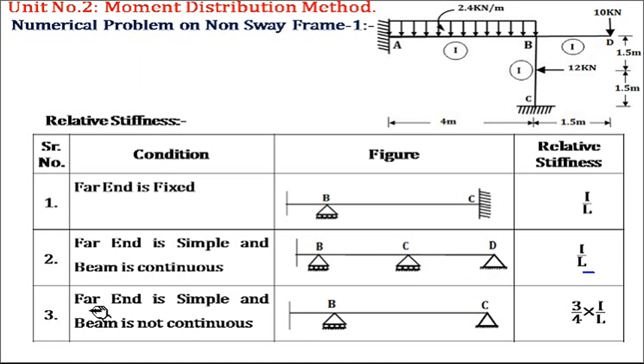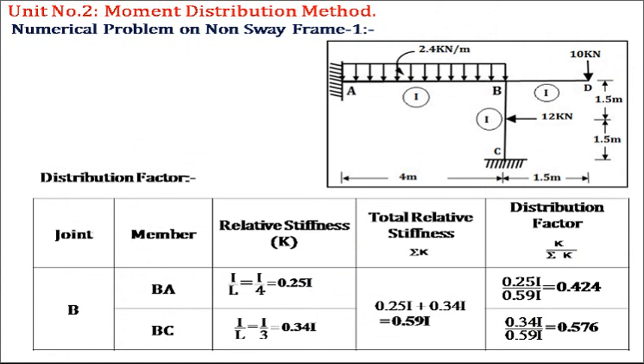The third condition is the far end is simple and the beam is not continuous. Now if you observe from B to C, the far end is simple and the beam is not continuous. In that case, the value of relative stiffness is 3 by 4 into I by L. So depending upon the conditions, the value of relative stiffness also changes. So these are the three conditions on which we'll see the relative stiffness.